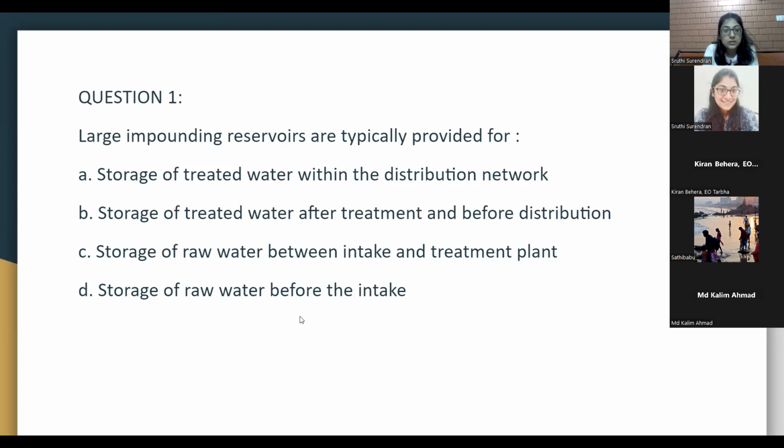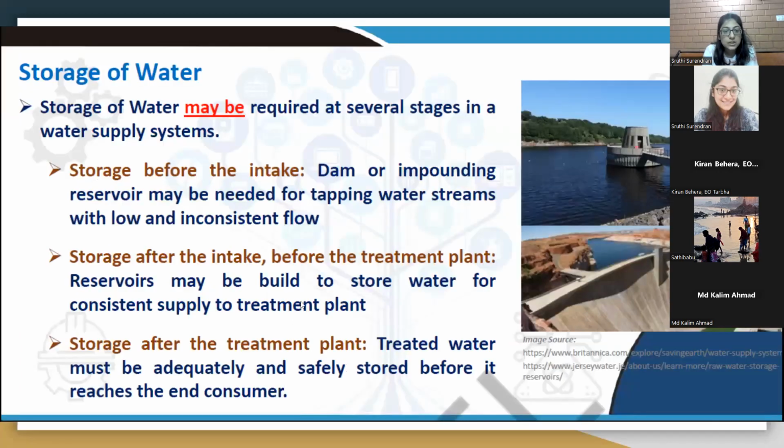Before moving on to the solution, like I said, storage of water is taking place for both raw water as well as treated water. Even apart from that, storage has to be done at various stages in the water supply system. So here there are three options where you can have a storage structure before the intake, a storage structure after the intake and before the treatment plant, and a storage structure after the treatment plant.